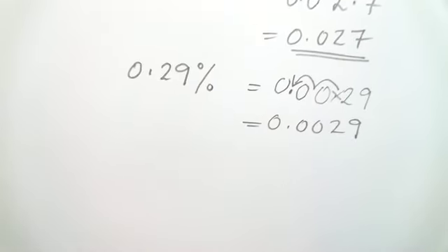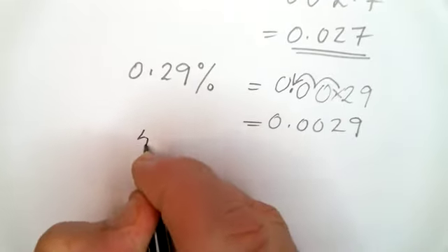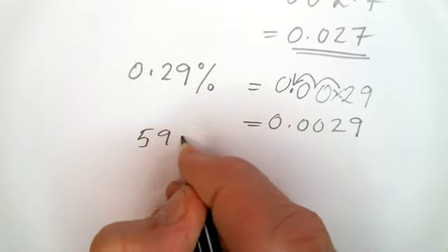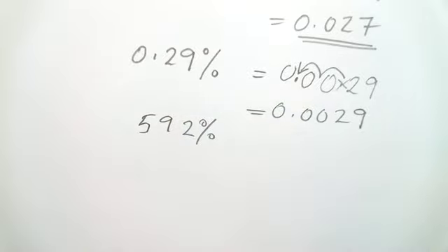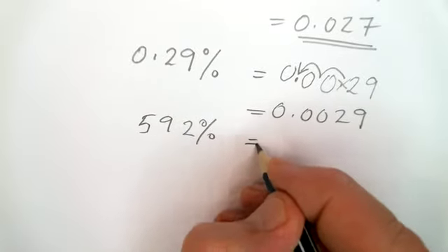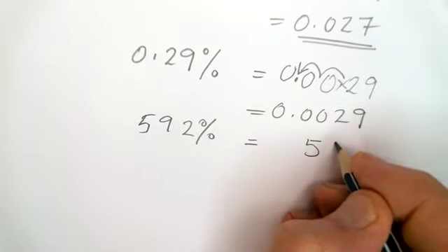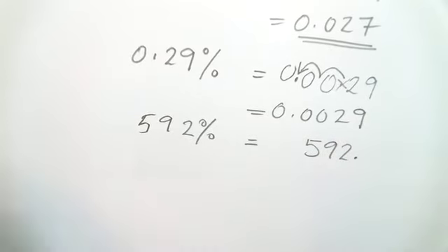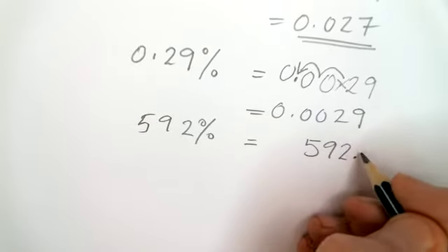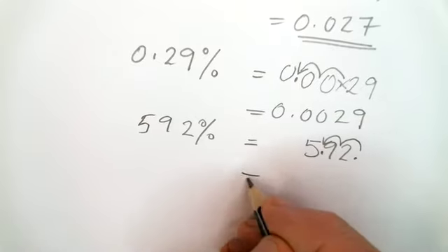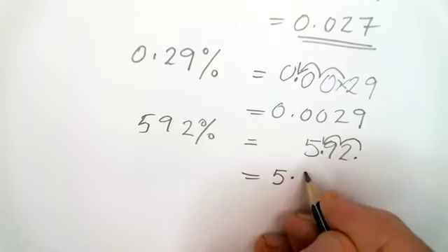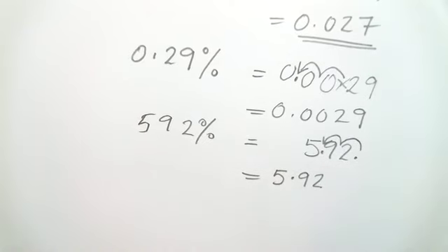Let's go the other way. Let's make it a bigger number. Let's go 592. So that's 592%. We're going to express that as a decimal. So we're going to write 592. Here is the current position of the decimal place. We're going to move it 2 spaces to the left, 1, 2, there it is, and we get 5.92. So the answer is 5.92.